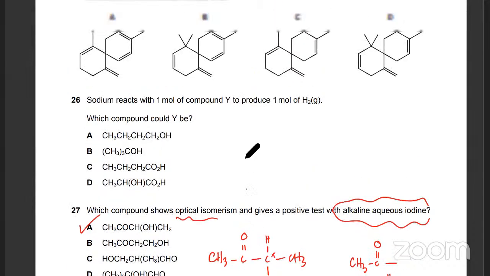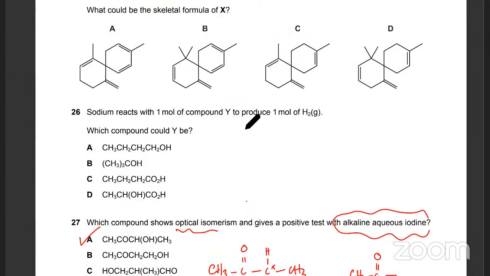So now the next one is you got sodium reacts with 1 mole of compound Y to produce 1 mole of H2. Which compound could be Y? So 1 mole of H2. So if sodium reacts with it, this alcohol H is going to get displaced. So you'll have the carbon chain followed by ONa. And only one H is getting displaced. So half moles of H2 is going to be produced. So the first one is not correct, because to form 1 mole of H2, 2 hydrogens need to be displaced. The second one is also not correct. The third one is also not correct. It's going to be D.